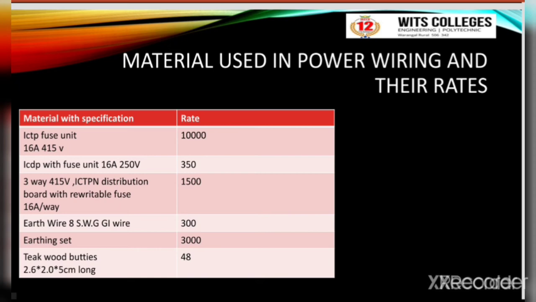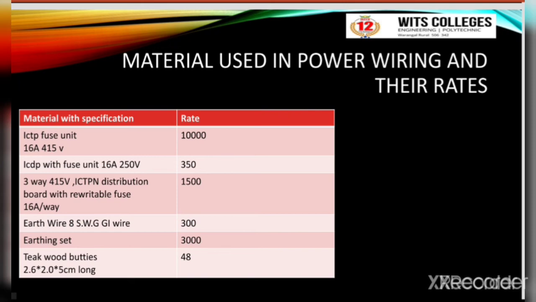So first of all, let us consider the ICTP switch. ICTP is nothing but iron-clad triple pole switch. These ICTP switches have different ratings. For a 16 ampere 415 volts switch, the cost will be approximately 1000 each. If the rating is 32 amperes 415 volts, the cost may be 1200. And for 63 amperes 415 volts, the cost varies up to 2000 per switch.